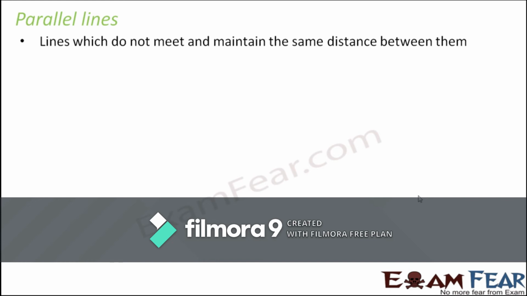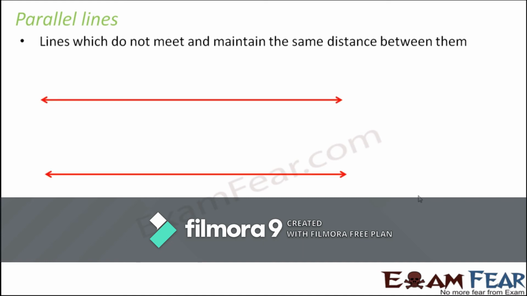So these are lines which do not meet and maintain the same distance between them. When you have two lines like this, such that the distance between them remains the same, the distance at this place and the distance at this place will remain the same, and the lines will continue to extend infinitely, and still the distance between the two lines will remain the same. That means these two lines will never meet, because there will always be this particular distance between them.